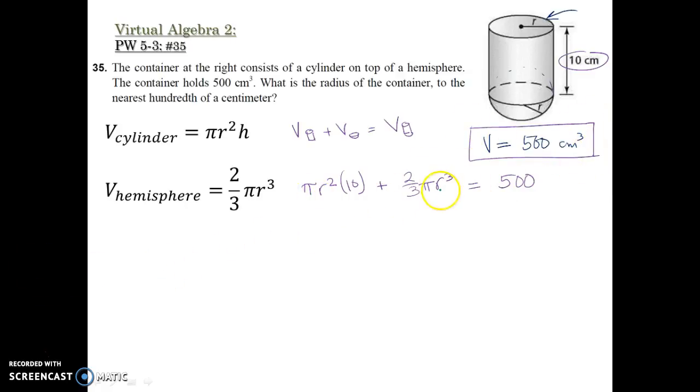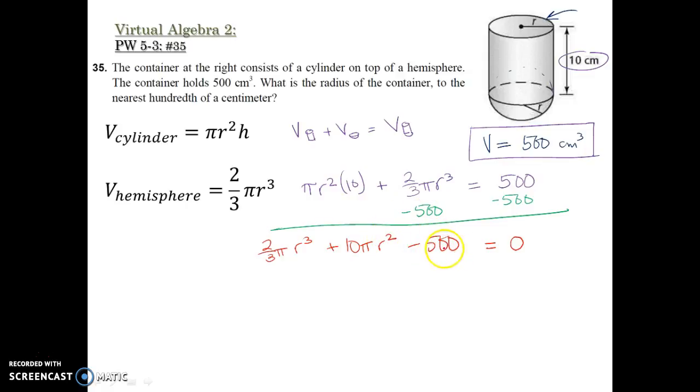Now remember, whenever we're trying to solve a polynomial function, we're going to need to get zeros. So we're going to have to make this equal 0. So we're going to do minus 500 from both sides, and that's going to equal 0. And then I'm going to write this in standard form. So r to the third is the highest power of our variable. So 2/3 pi r cubed plus 10 pi r squared minus 500 equals 0.